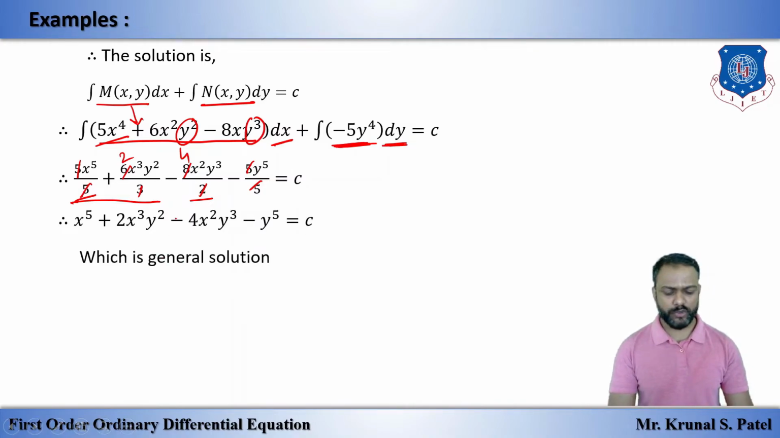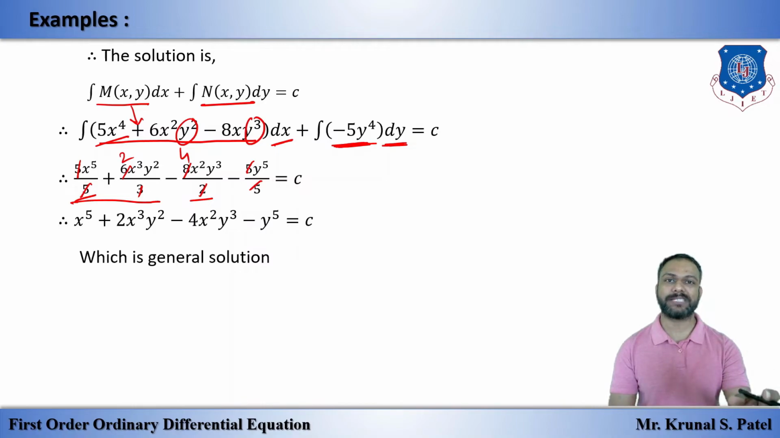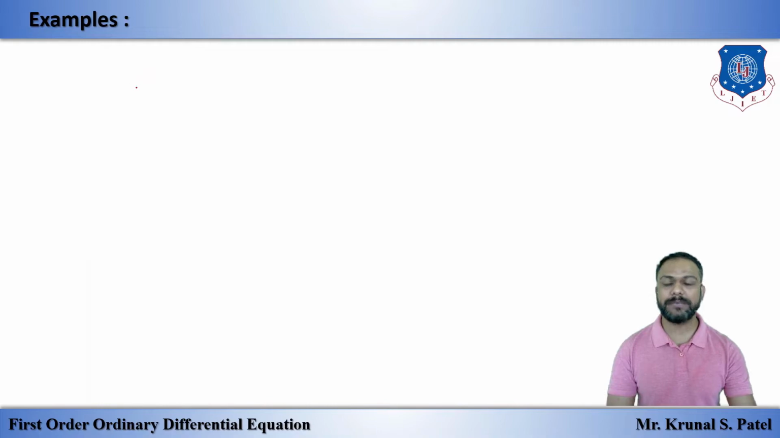So easy. You just have to find m and n, differentiate m with respect to y partially, differentiate n with respect to x partially, and check whether both are equal or not. If equal, then exact; if not equal, then not exact, and for non-exact we have a further lecture on non-exact differential equations. Okay, so we have one more example. We'll take one more example.